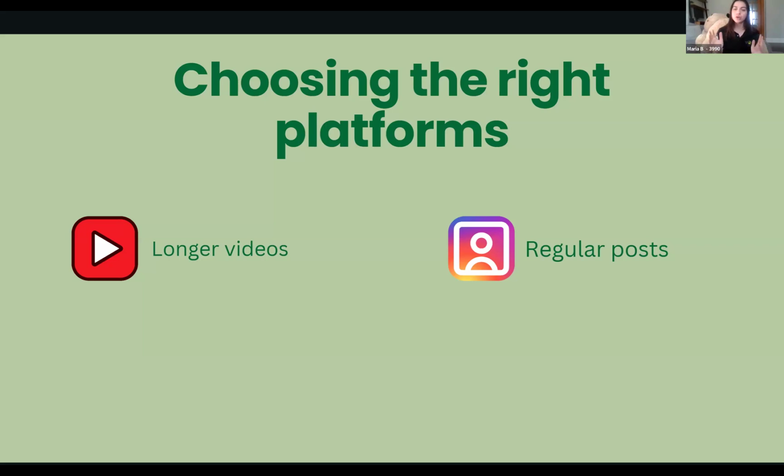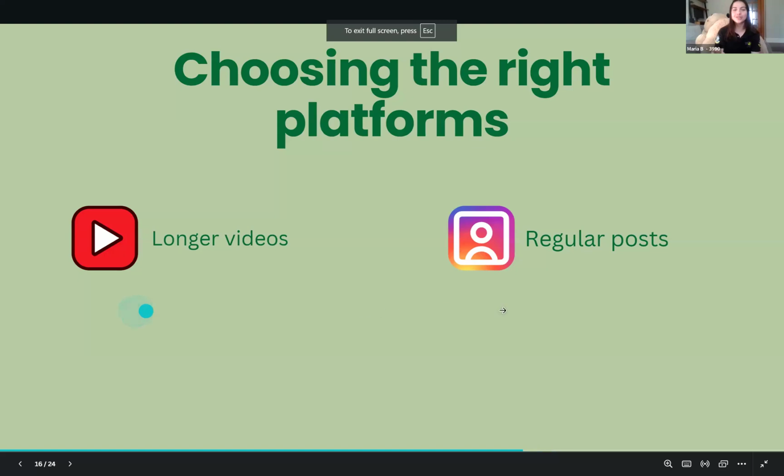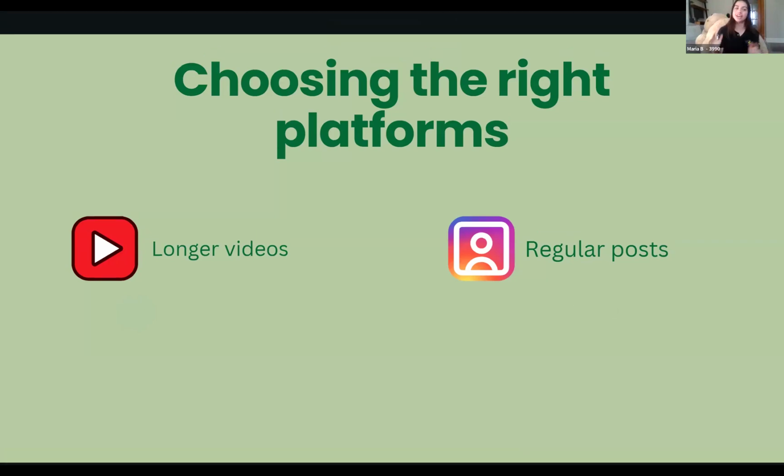Okay. So which apps should you use for what? YouTube is useful for longer videos such as robot reveals and project reveals, while Instagram is useful for pictures, regular posts, and reels. Now Zahra can continue.